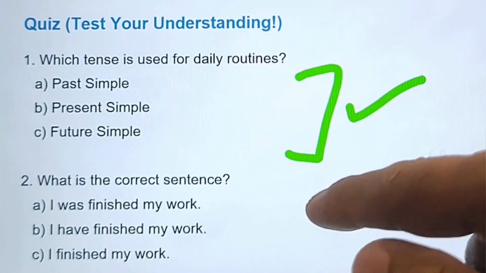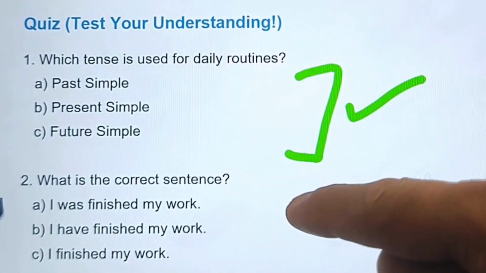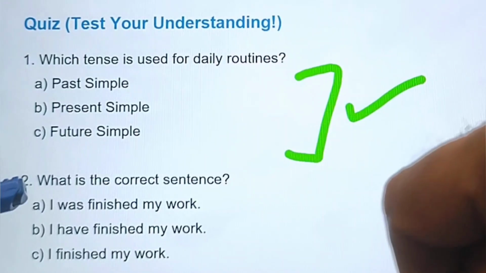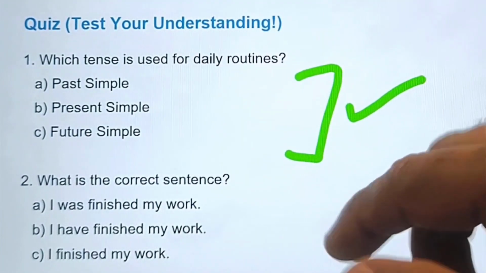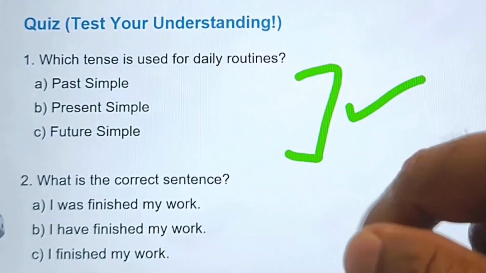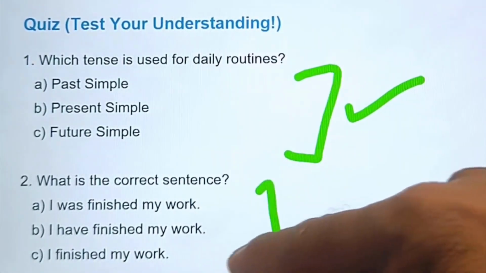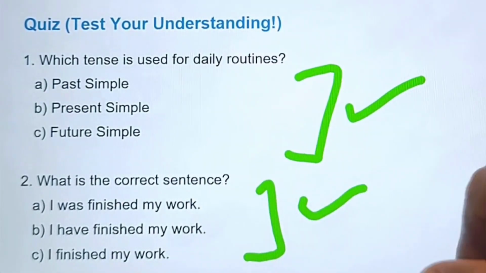And next question here, what is the correct sentence? First, I was finished my work. Second, I have finished my work. Third, I finished my work. Which one is correct from these? Give them in the comments. Hopefully you got it and you understand these 5 tenses and how to use them correctly in a sentence.